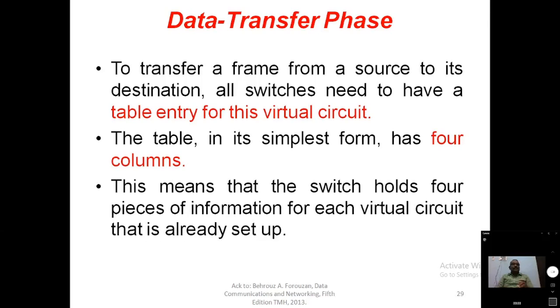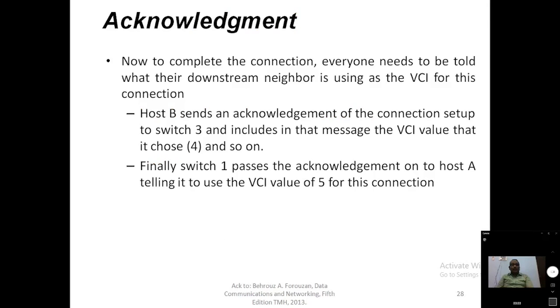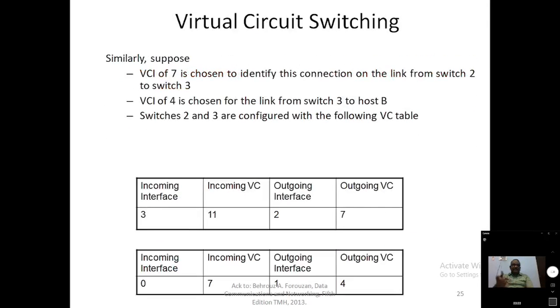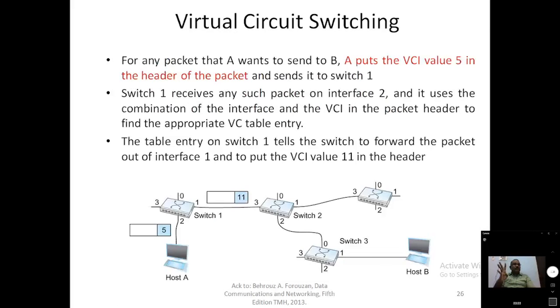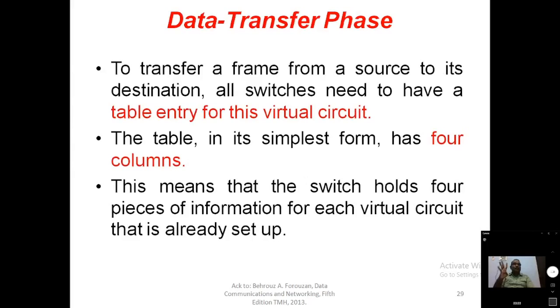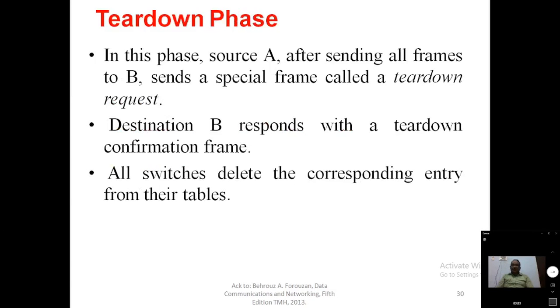So in order to do that, the virtual circuit table contains 4 columns. It means that a switch holds 4 pieces of information for each virtual circuit that is already set up. As seen on the previous slide: incoming interface, incoming VCI value, outgoing interface, and outgoing VCI value. So each entry has these 4 pieces of information, as shown in the 4 columns of the VC table. Right, so now we come to the connection termination phase.